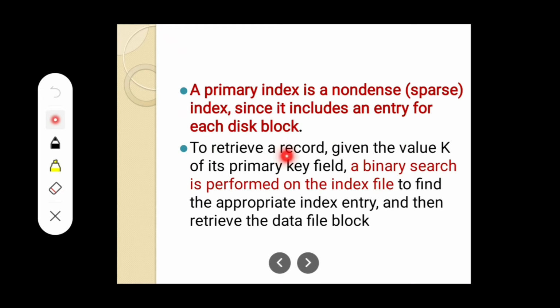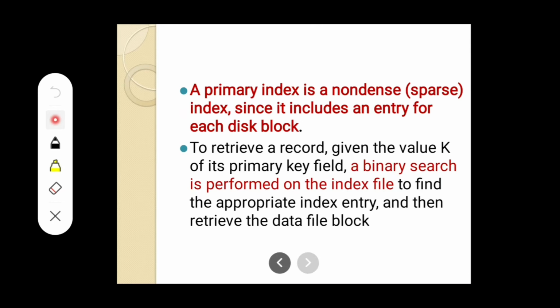To retrieve a record, what can we do? We are given a search key value k, and we want to retrieve a record. So how will it retrieve? It will retrieve it using an algorithm called the binary search algorithm. Using this binary search algorithm, it will search the particular index file and point to that particular block in which the data file or the record is available. That is how it is accessing the record.